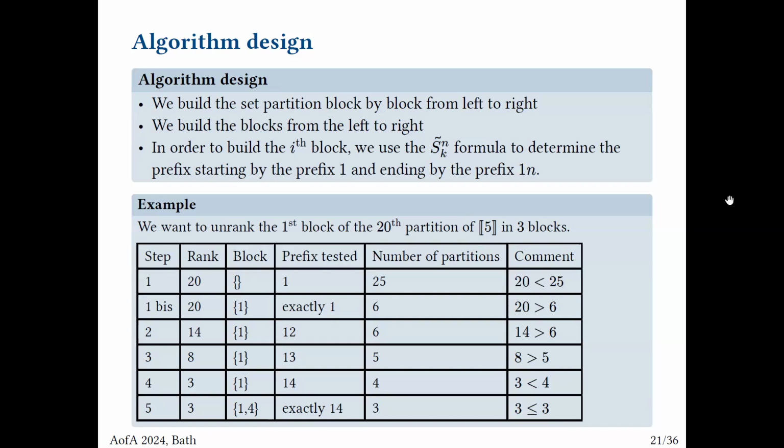3 is less than 4. So it belongs to the desired block, and we are going to check if 1, 4 is exactly the first block. There are three blocks which admit 1, 4 as a prefix. So 1, 4 is the block that we want to unrank.